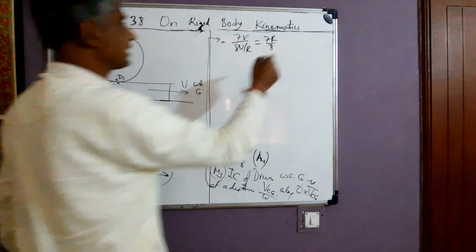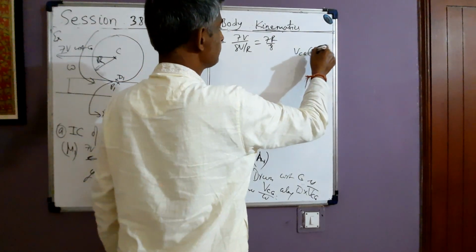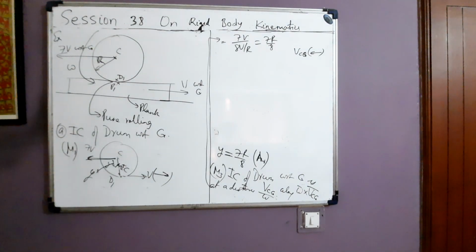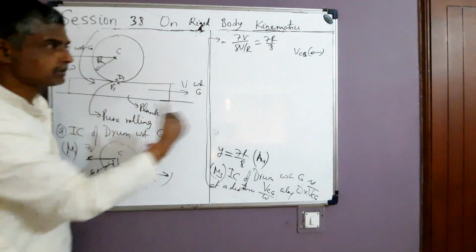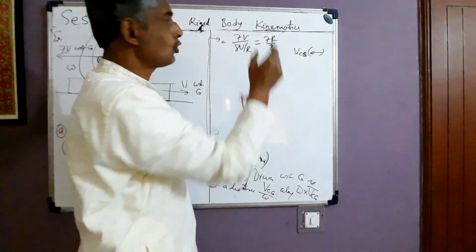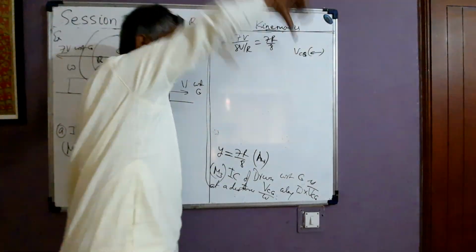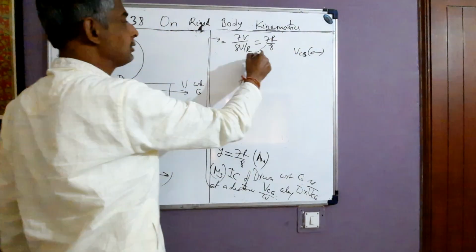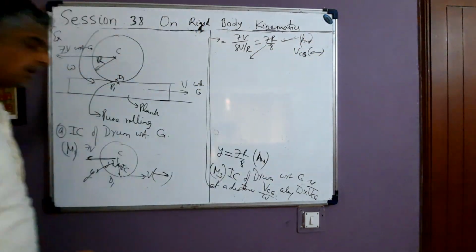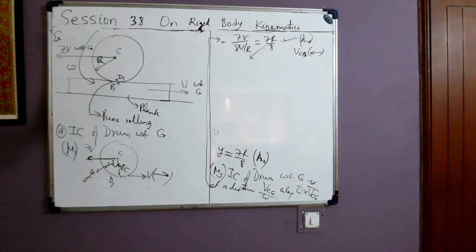Now VCG is which direction? VCG is leftward direction. Omega is what? Anti-clockwise sense. Direction of omega is outward, VCG is leftward. So omega is this, VCG is this, omega cross VCG is below. So 7r by 8 below C. Same answer we have obtained, same as we obtained by method 2.